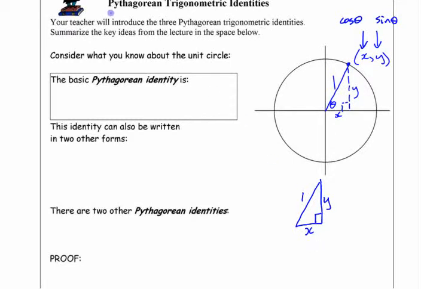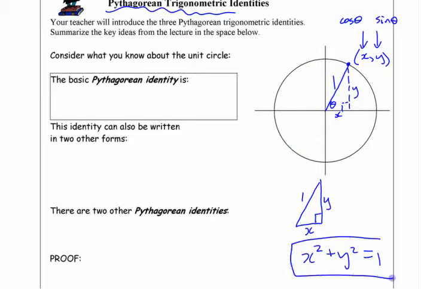I'll give you a hint. Here's a hint right here. Yeah, they could write x squared plus y squared equals 1. As a matter of fact, that's the equation of a circle, and you may have learned that in grade 11. The equation of a circle is like this, x squared plus y squared equals whatever the radius is squared.